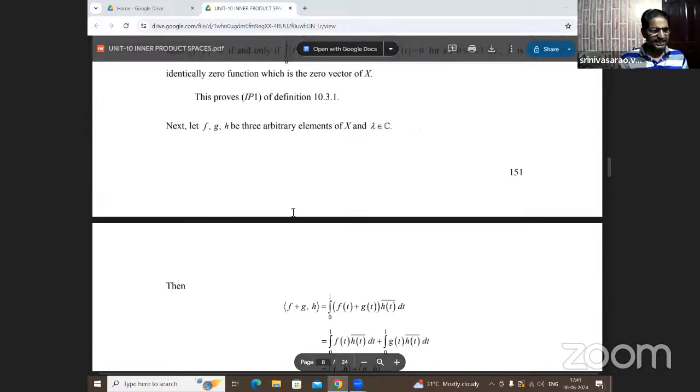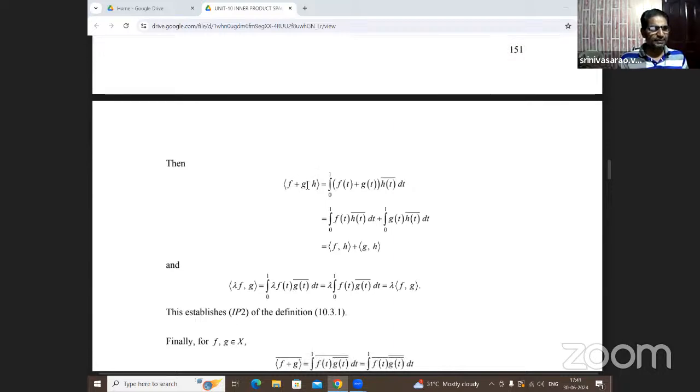For the second condition, we are taking three functions f, g and h. So the integral from 0 to 1, replacing f by f plus g, of h of t bar: this is f of t and h of t plus g of t and h of t. This is the definition of the inner product of f and h, and this is the definition of the inner product of g and h, through the integral concept. The vector space is the set of all continuous functions defined on the closed interval 0, 1, so everything depends upon the integral concept.